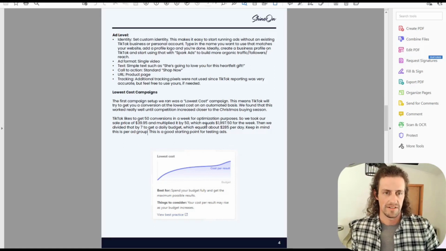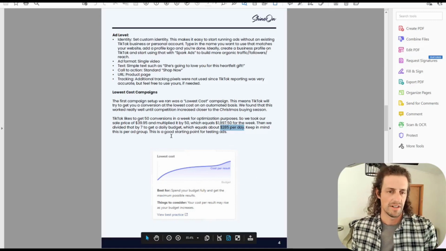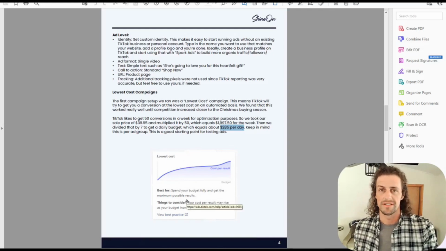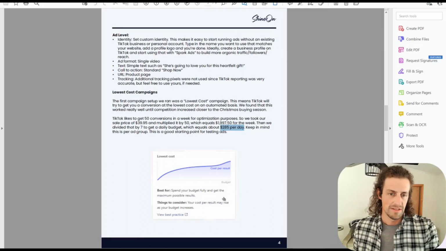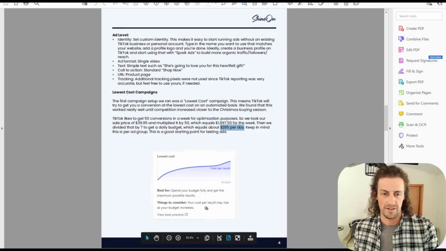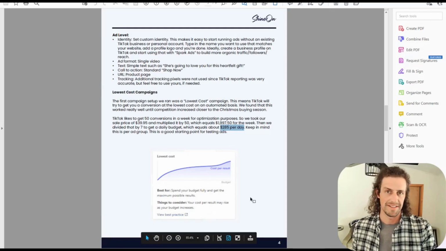So lowest cost is more of an automated bid strategy. If we're saying $285 a day, then TikTok will say, okay, I will try to get you as many sales as I can at the lowest cost. And I did do a screenshot of the little fly out window that they have here. It says lowest cost, and it even warns you. I was actually surprised that it even says this, but it's true. It says spend your budget fully and get the maximum possible results. Things to consider: your cost per result may rise as your budget increases.